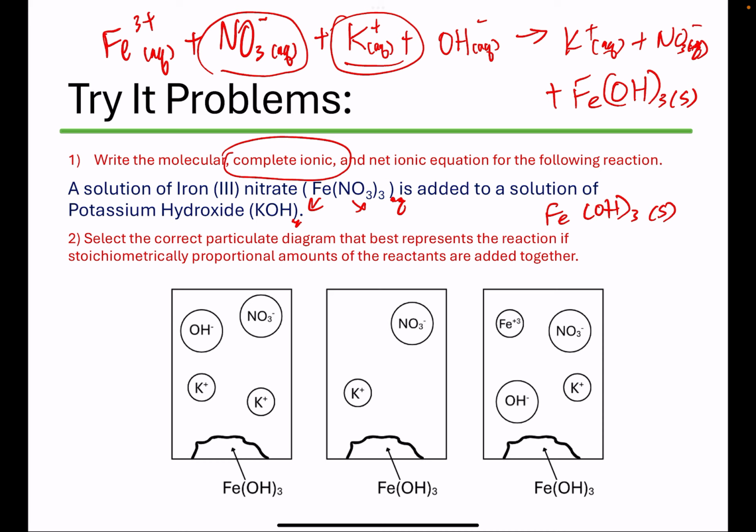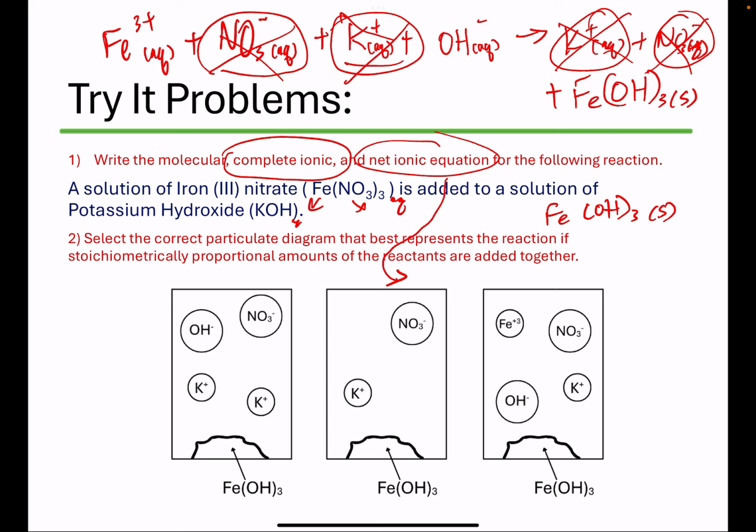So the previous molecular formula I did mess up. This should be solid. Okay, so that's gonna be a complete ionic. Then our net ionic is gonna be canceling out the spectator ions. So these two are the ones that we're gonna cancel out. So our net ionic, I'm gonna try to write it right here. It's gonna be our Fe 3+ aqueous plus our OH minus aqueous going into iron hydroxide.